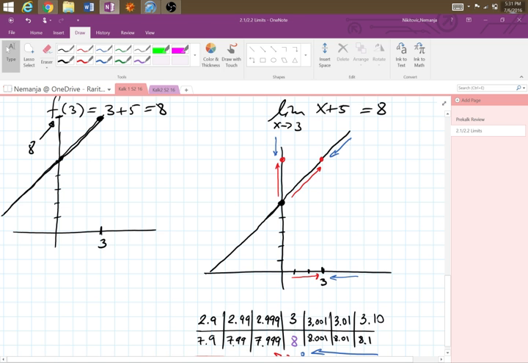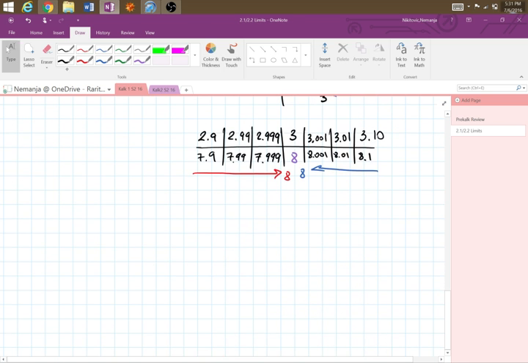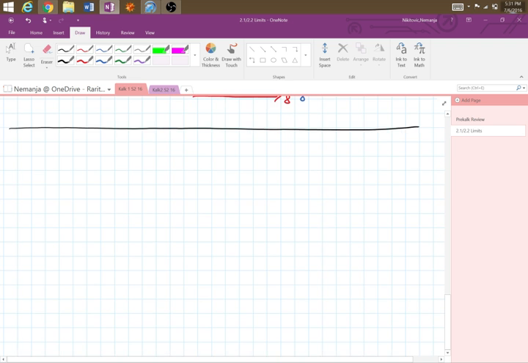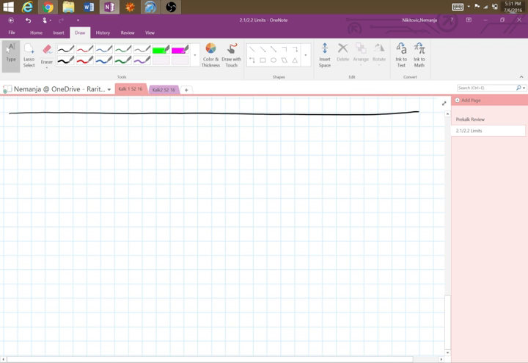But before we do that, let's take a look at one more example and try to understand the story here. So let's take a look at step function.